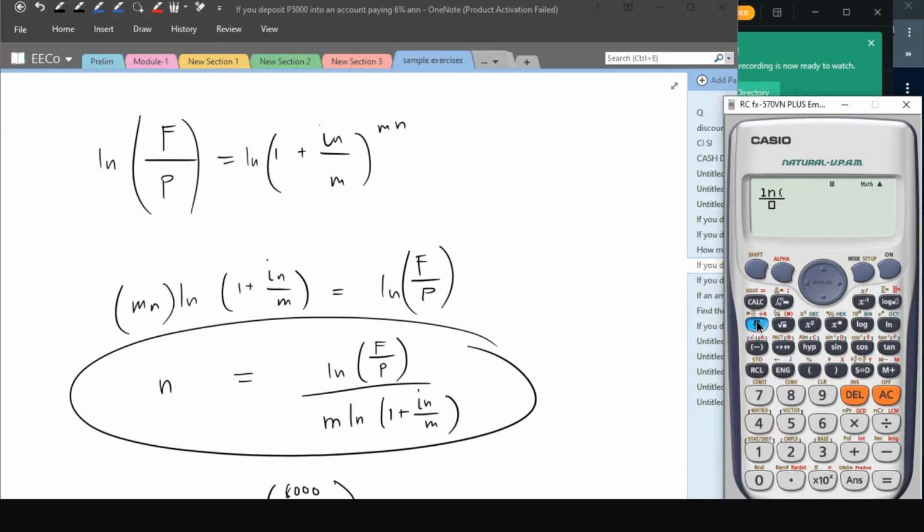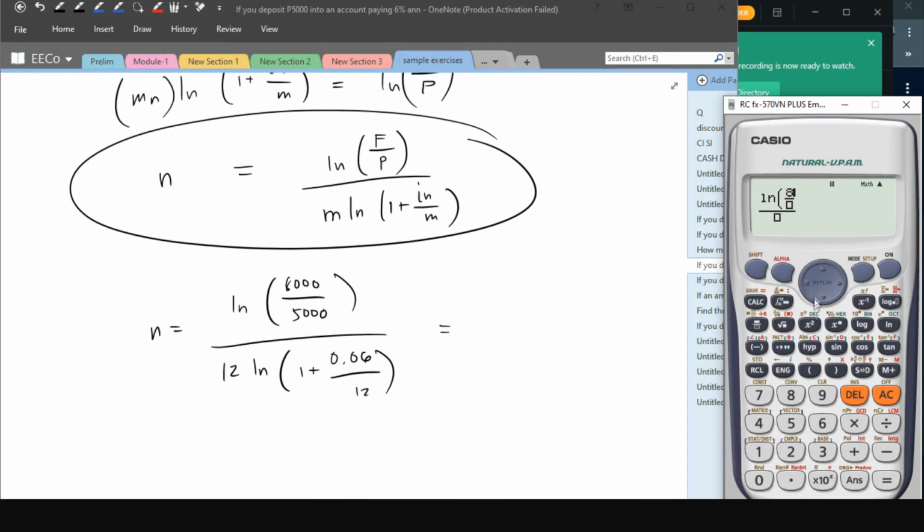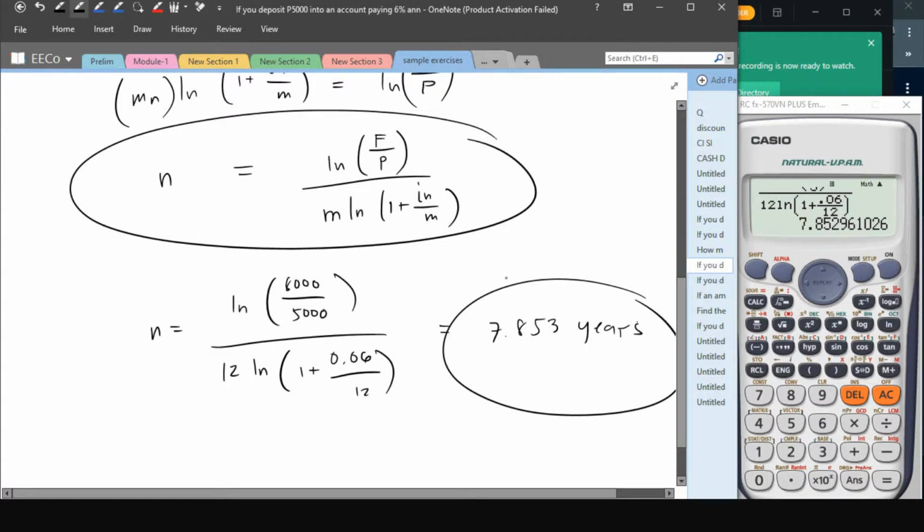So, ln ng 8,000 sa 5,000. 8 and 5 na lang. Divide by 12, ln of 1 plus 0.06 divided by 12. So, the answer is 7.85 years. 7.823. 852. 853 pala. Years. Ganun lang kadali lang. Next one.